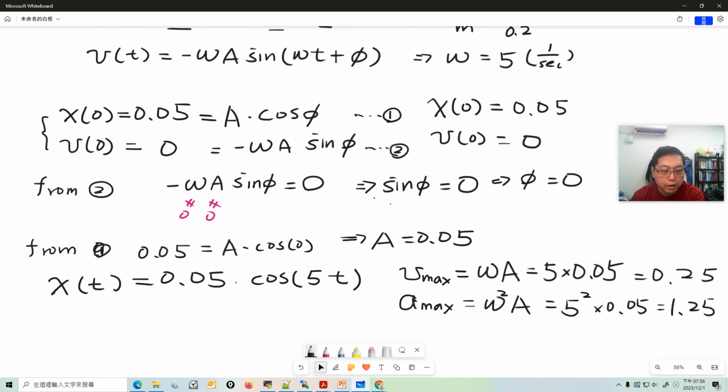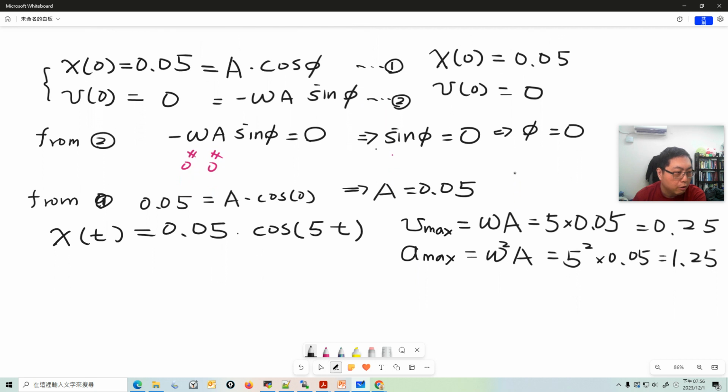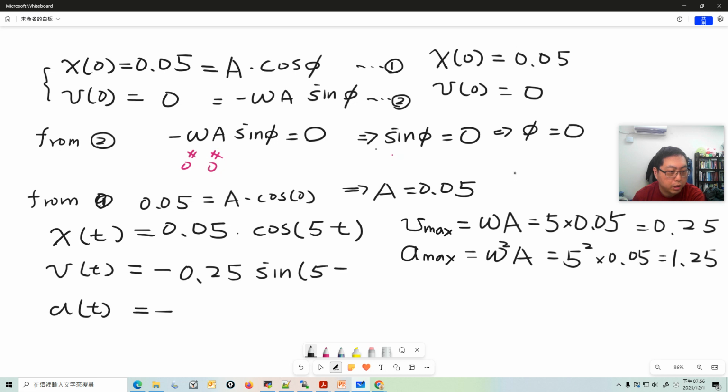So that's the maximum velocity and maximum acceleration under this initial condition. And finally, he wants us to list all the functions: the position function, velocity function and acceleration function. The velocity function is very simple. It's minus omega A, so minus 0.25 sine 5t. And the acceleration is minus omega squared A, minus 1.25 cosine 5t, just equal to Amax. I think that's all the answer.